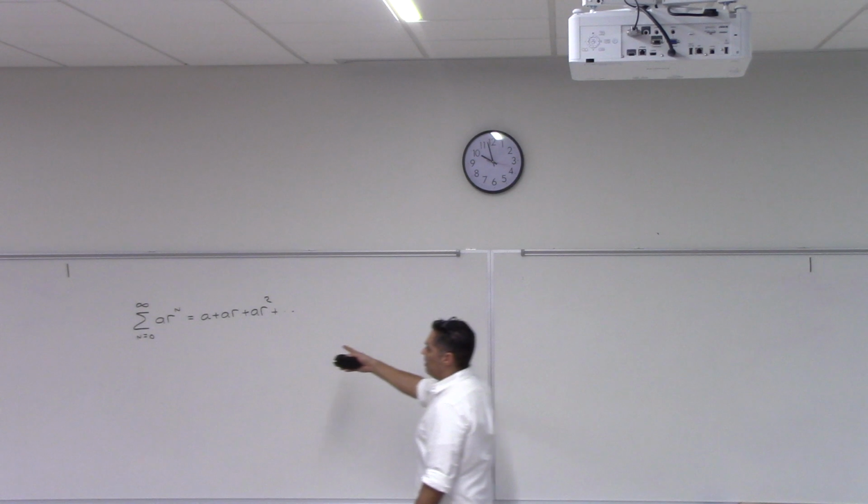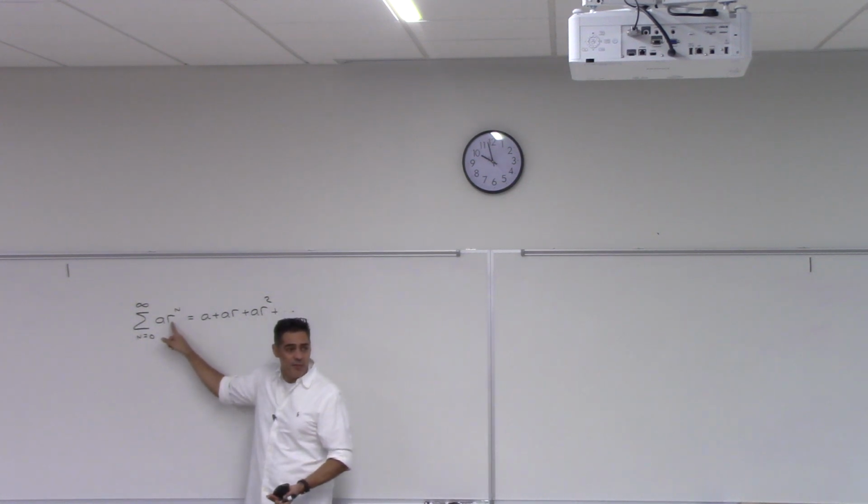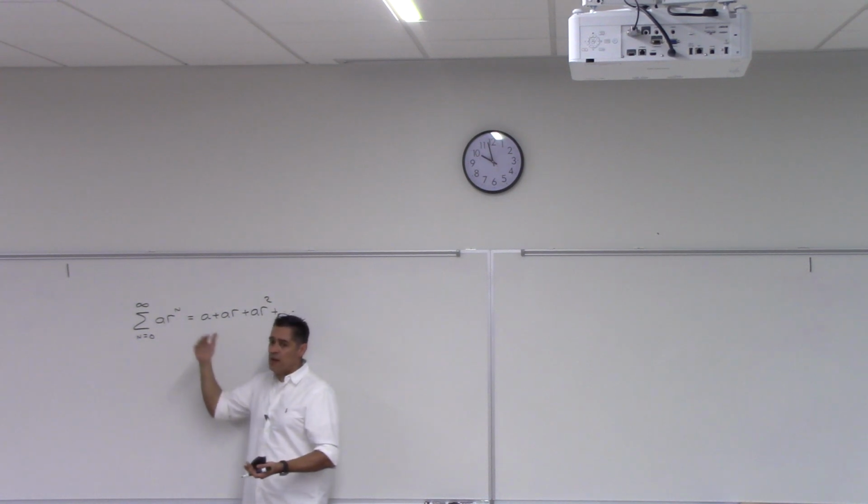So if you ever see this, this would still follow the same thing. If the absolute value of r is less than 1, then this converges. It still converges to a over 1 minus r.